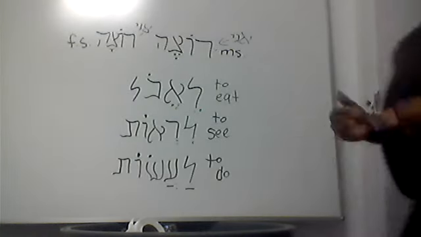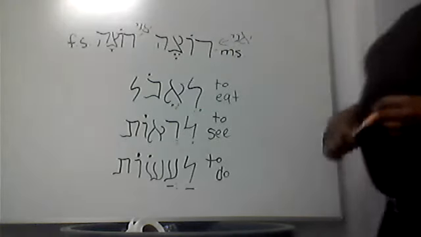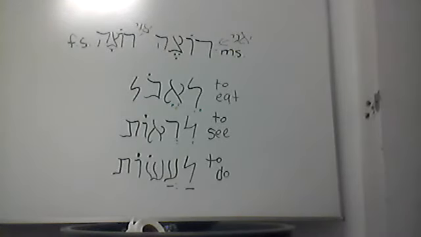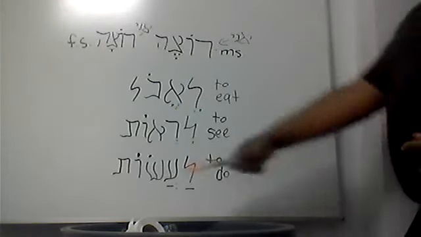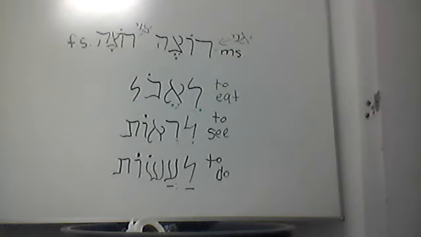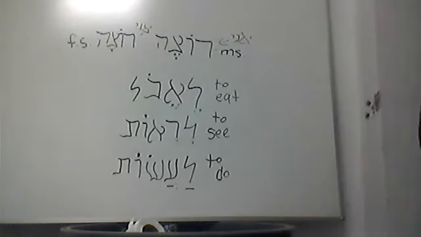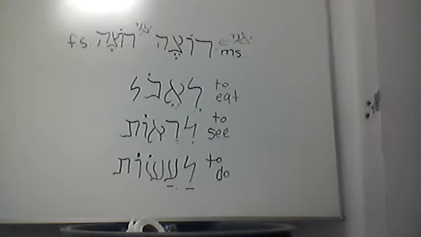A male will also say bat in regards to his daughter if he's speaking of his own daughter. Bat, my daughter, is said by father or mother. Okay? Ani rotsa la'asot hashulchan. I want to do or to make the table. We're going to continue on and close out. Ani rotse, the male saying this. Ani rotse la'asot kita. I want to do a class.